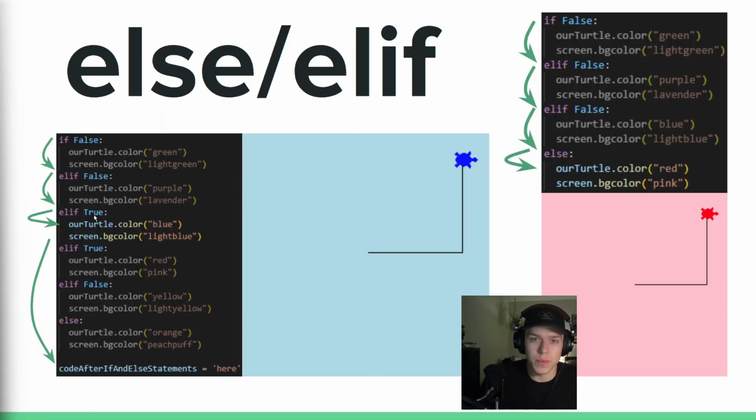If a condition is true after an if or elif statement, like it is here, the computer runs the indented code underneath the statement and skips all the following else and elif statements until other code is written. If the condition is false after an if or elif statement, like it is here, the computer jumps to the next elif or else statement.